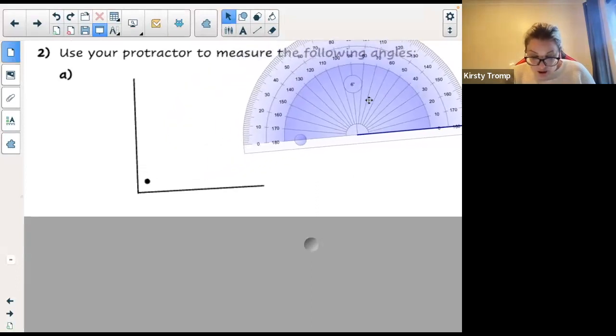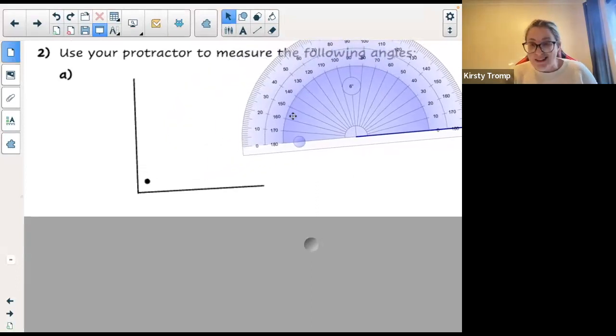The first thing I'm going to ask you, when you look at these angles, is to tell me, does this look like, first of all, an acute angle, a right angle, an obtuse angle, or a reflex angle? So first you're going to name the angle for me, and then you're going to help me measure the angle.